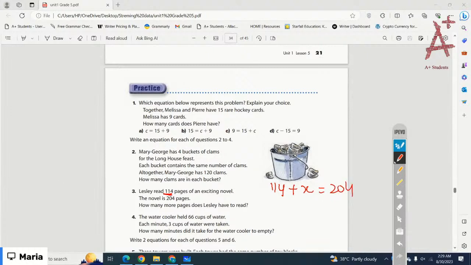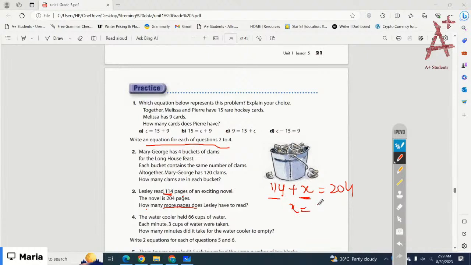It's not hard, you just have to understand the statement carefully. Like this one, Leslie read 114 pages of an exciting novel, right? So she has already finished 114 pages. The novel is 204 pages. How many more pages does Leslie have to read? You have to calculate the more pages until 204, right? 114 and the pages she hasn't read yet makes 204. Here you have to write an equation. Otherwise, if you didn't have to write the equation, the question is very easy. You can just subtract 114 from 204 and you will get the remaining pages, isn't it?